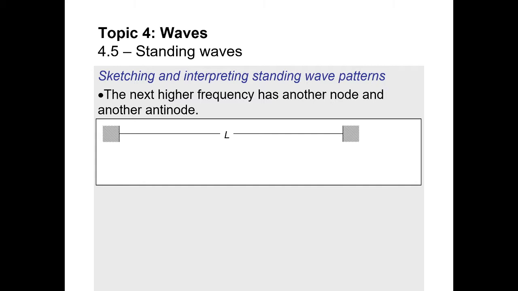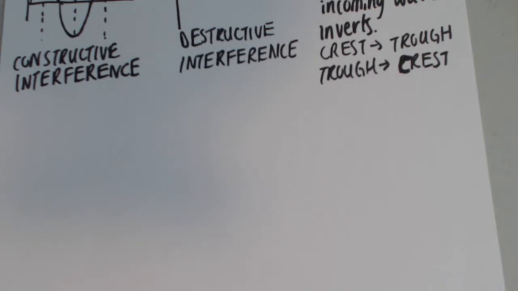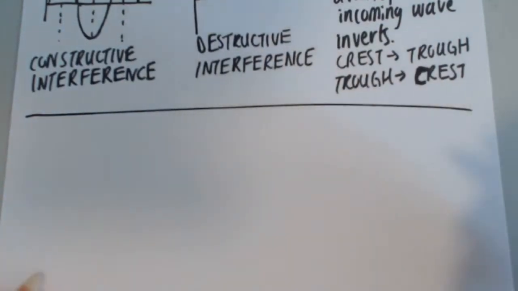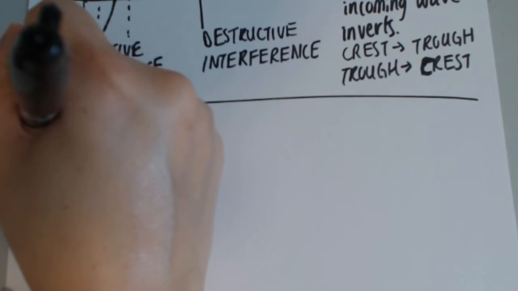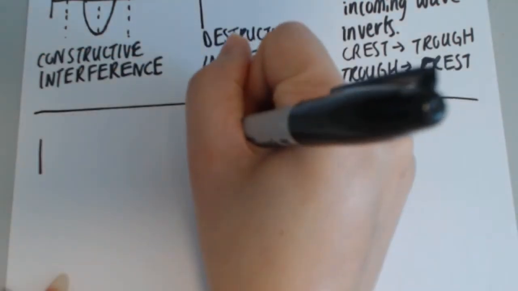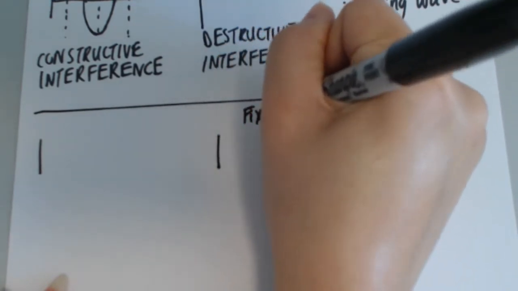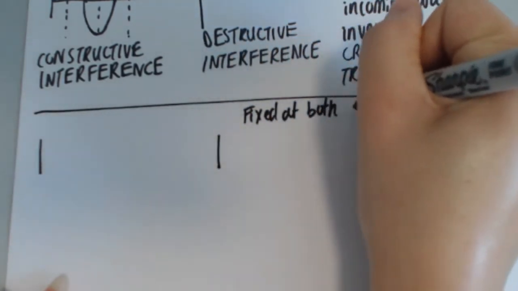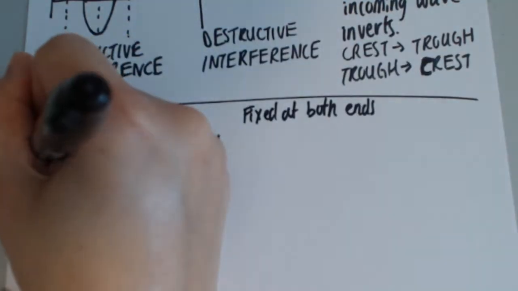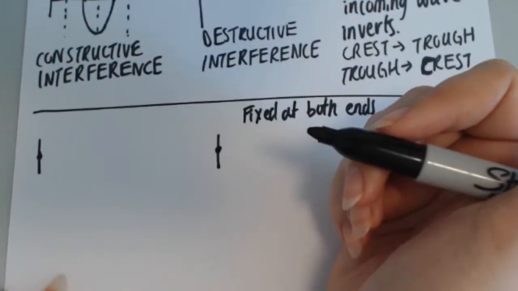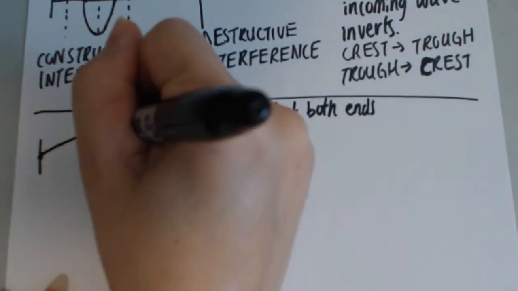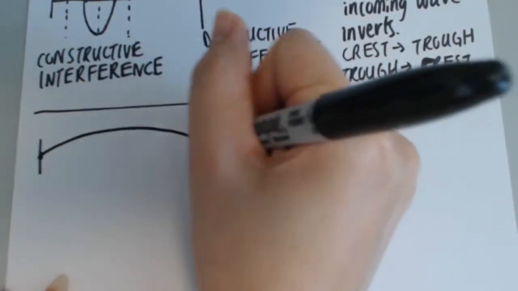All right, before I actually show you the next diagram, I want to show you something else. The idea here is, what is the simplest pattern you can create? And then the next simplest pattern that you can create, and the next, and the next, and the next. So here what I have is essentially a guitar string, and it's fixed at both ends. So this is fixed at both ends. And the fact that it's fixed at both ends means that I have a node at each end. All right, so the simplest pattern that I can create is a crest, which then reflects as a trough.